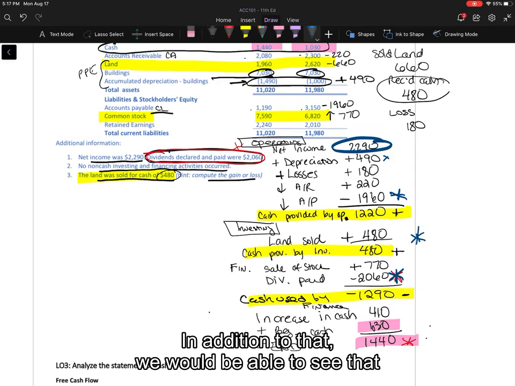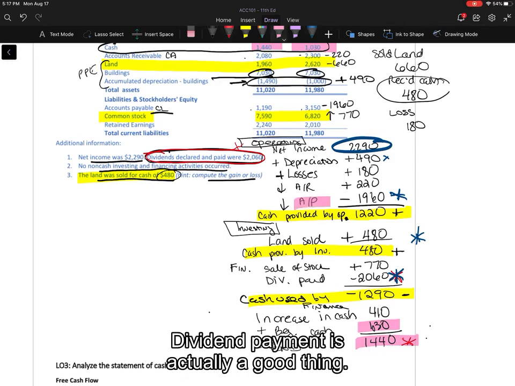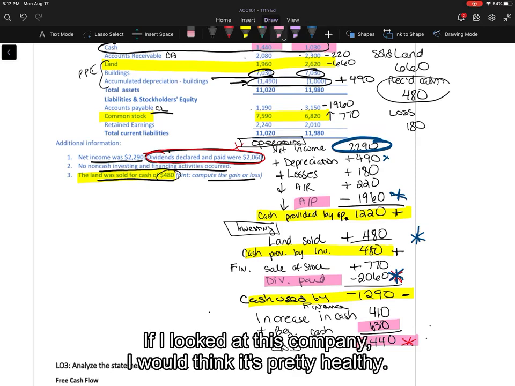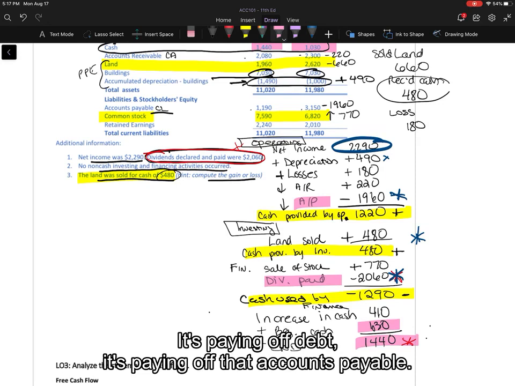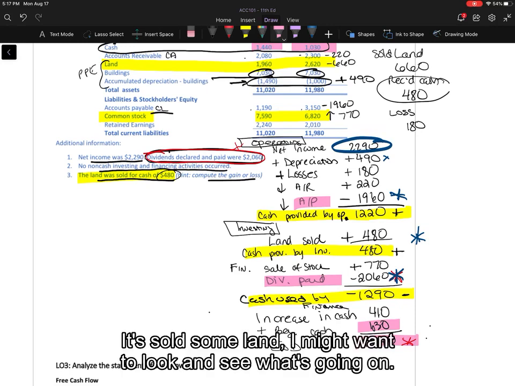Okay, in addition to that, we would be able to see that they sold some land, and they also paid a large dividend. Well, a dividend payment is actually a good thing. So if I looked at this company, I would think, yeah, it's pretty healthy. It's paying off debt, right? It's paying off that accounts payable. It's paying a dividend. Okay, it sold some land. I might want to look and see what's going on.